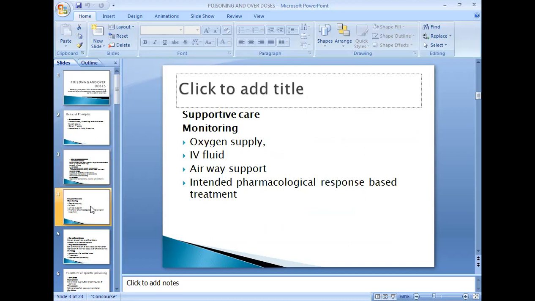Then we have supportive care. We should do supportive care. We have to monitor oxygen supply, IV fluid, and maintain the airway. And we have to treat the patient based on their pharmacological response. The pharmacological response of the ingested drug can be used as the basis of treatment. The patient has certain intended pharmacological effects that can be treated as supportive care.